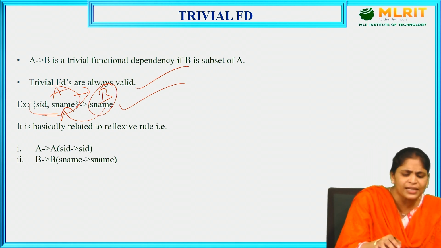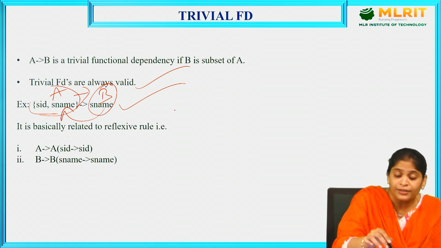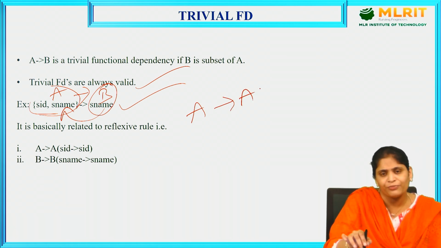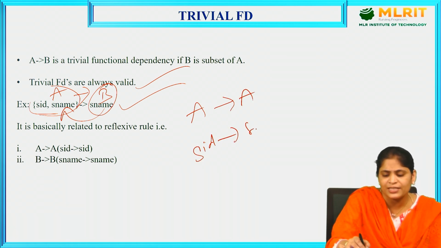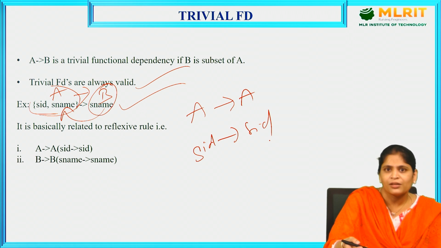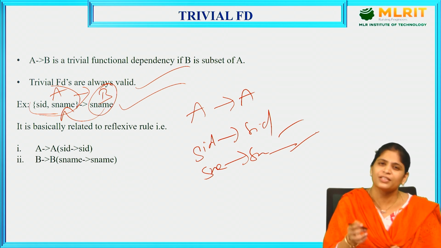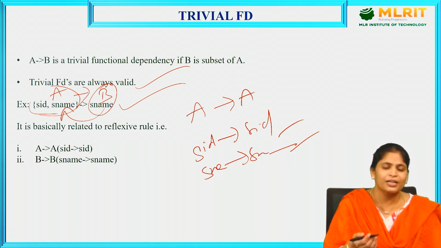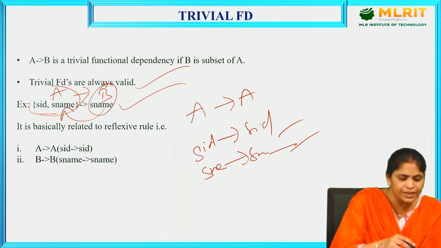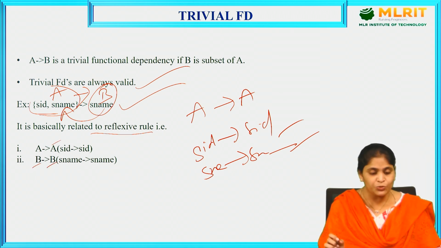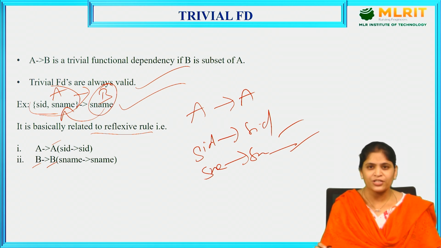So basically here we have the reflexive rule. What is the reflexive rule here? If at all a column derives itself, SID derives SID uniquely and SName derives SName uniquely. This is the reflexive property. If a column derives itself, then it is nothing but a reflexive property. So here it's basically related to the reflexive rule: A derives A and B derives B uniquely. That is what a trivial FD, trivial functional dependency.